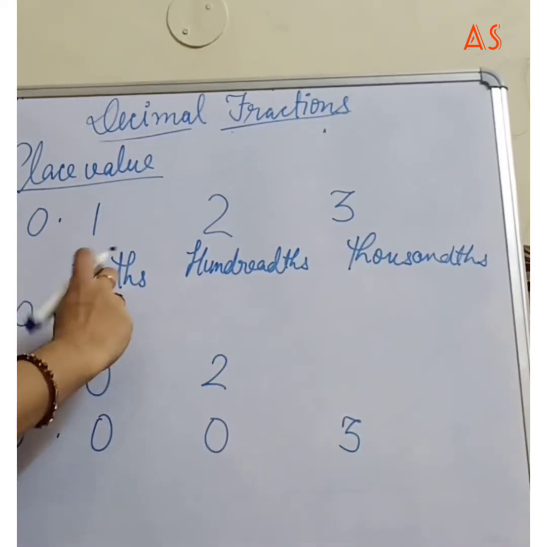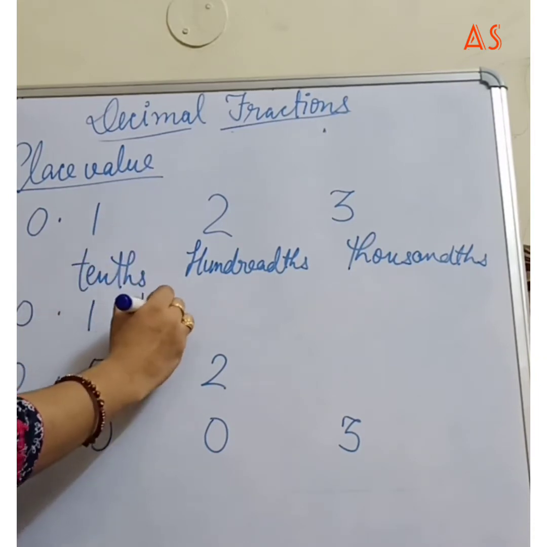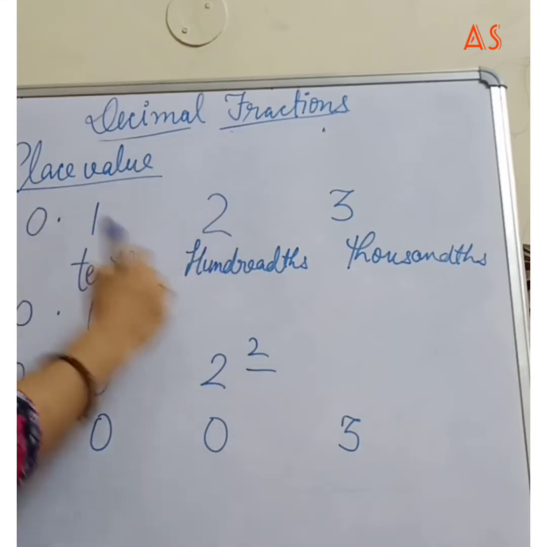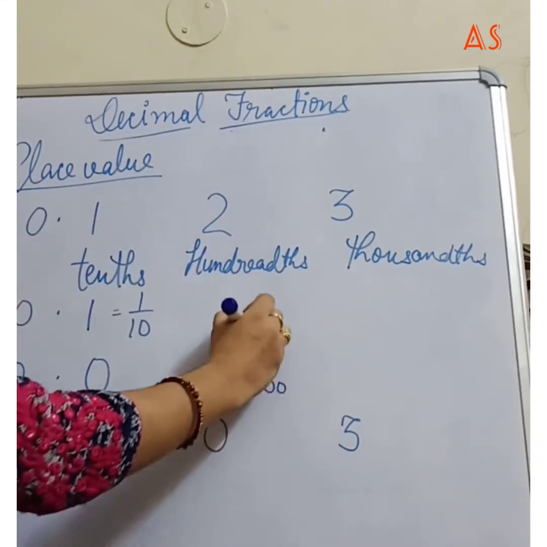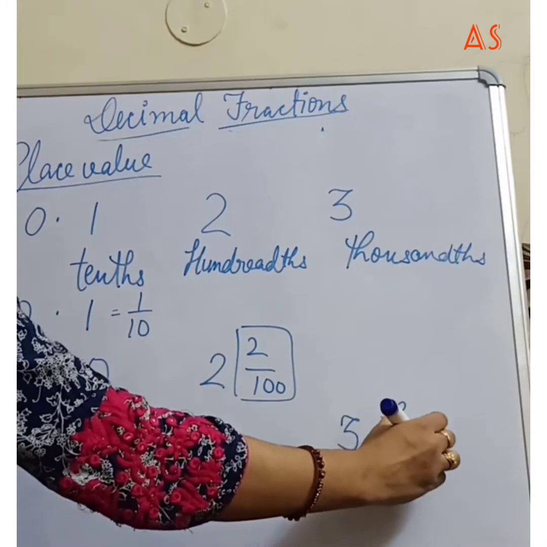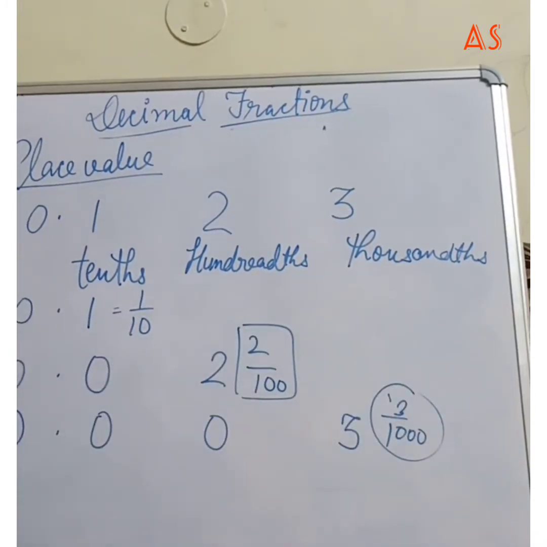One more method. First place is your 1. First place, 1 zero, 1 upon 10 is also place value. This is 2 upon 100, 2 places before, also place value. And last is 3 places, which means 3 upon 1000. So this way we can write our place values.